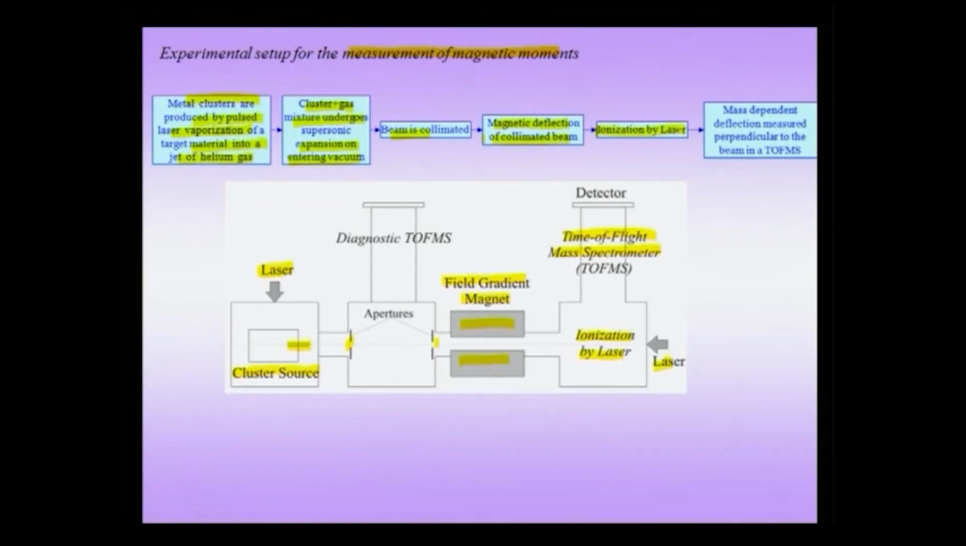Finally, after the cluster has been ionized, now their time of flight will depend on the mass and the ionization, and therefore, the mass dependent deflection is measured and is perpendicular to the beam in a time of flight mass spectrometer. That means, initially the beam was arriving in this direction, but now the beam is deflected into the mass spectrometer at right angles to the original direction in which the cluster source was producing them.